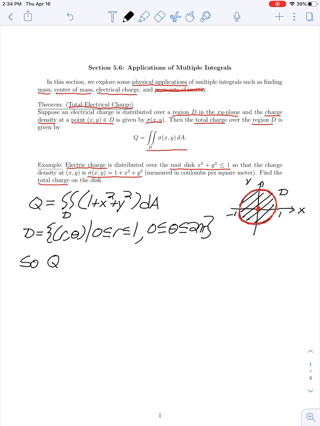So, using polar coordinates, the total charge Q, setting up an iterated integral, would be given by the integral from 0 to 2 pi for theta and from 0 to 1 for r. And then changing our integrand to polar coordinates, we have 1 plus x squared plus y squared, which is 1 plus r squared. And now the differential of area in terms of polar coordinates is given by r dr d theta.